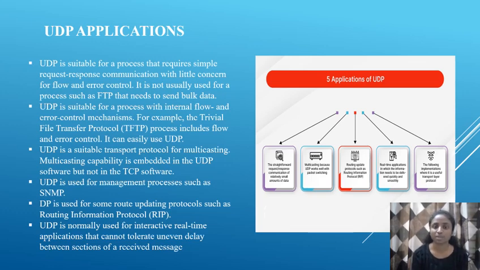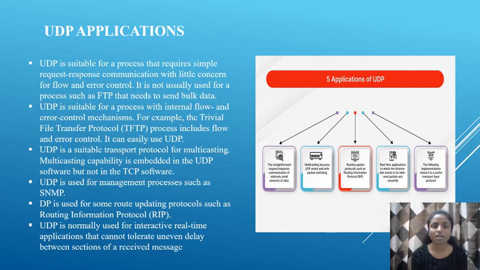Next is the UDP applications. UDP is suitable for a process that requires simple request-response communication with little concern for flow and error control. It is not usually used for a process such as FTP that needs to send bulk data. UDP is suitable for a process with internal flow and error control mechanisms. For example, the Trivial File Transfer Protocol process includes flow and error control, so it can easily use UDP.